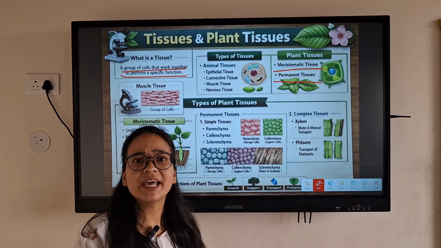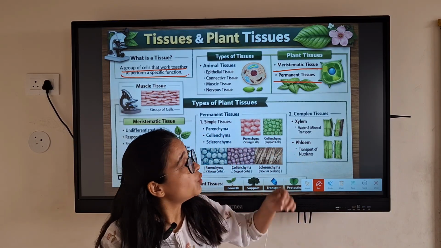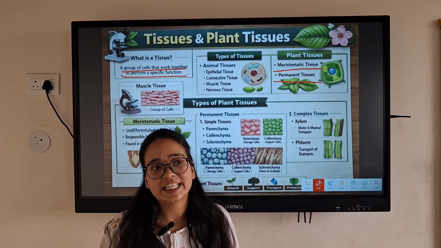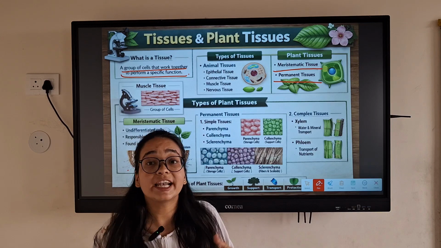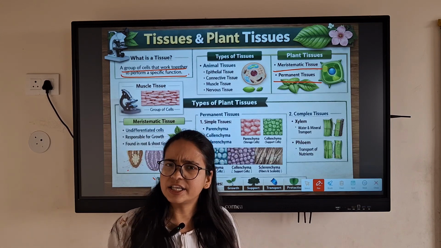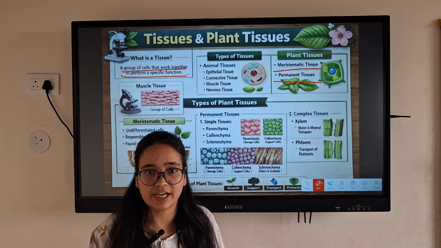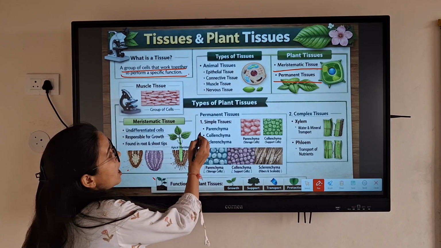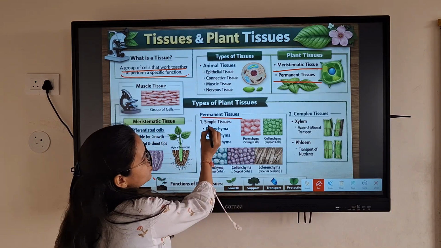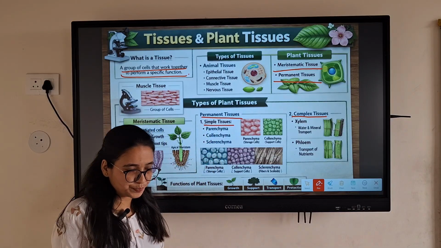The difference between the meristematic tissue and the permanent tissue is that meristematic tissues are those tissues which have the capability to divide, and permanent tissues are the tissues which have lost their ability to divide. Now, there are two different types of permanent tissue. First one is the simple tissue and the second one is the complex tissue.